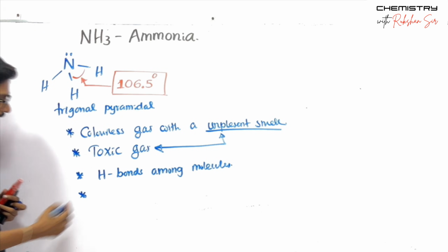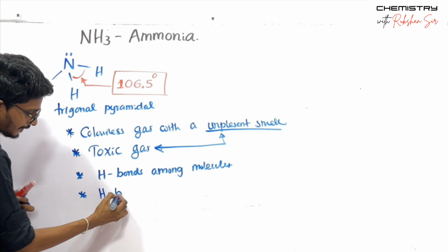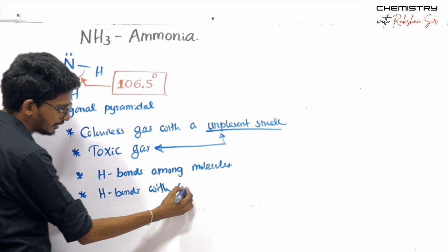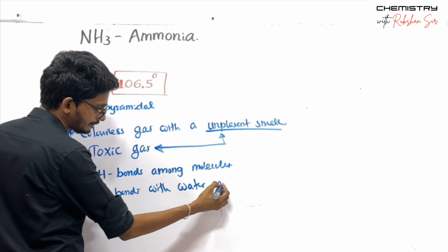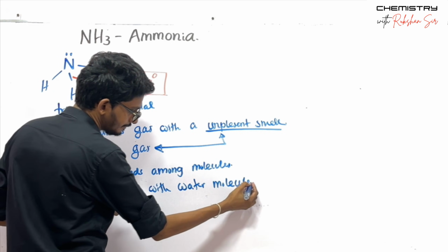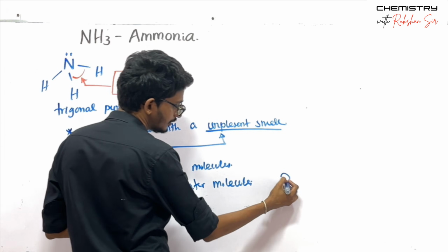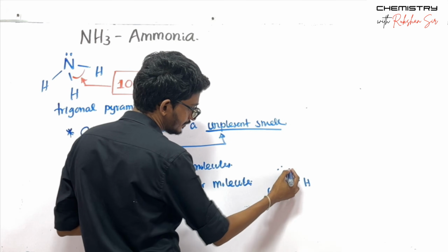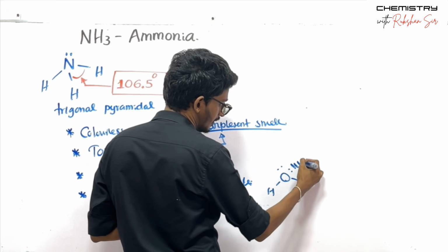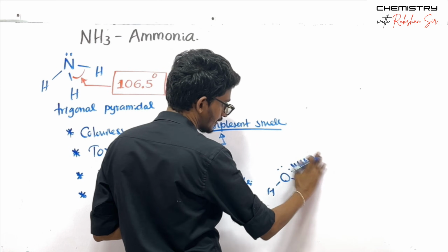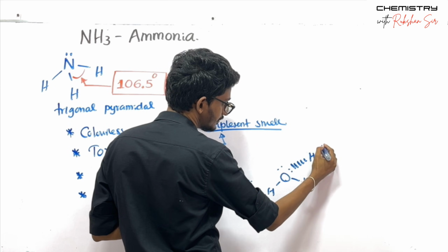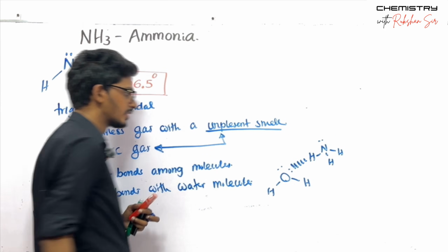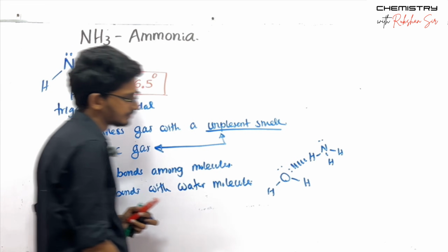Hydrogen bonds with water molecules, like this. If you have a water molecule, ammonia can come up with hydrogen bonds with it. Hydrogen bonds with water molecules.